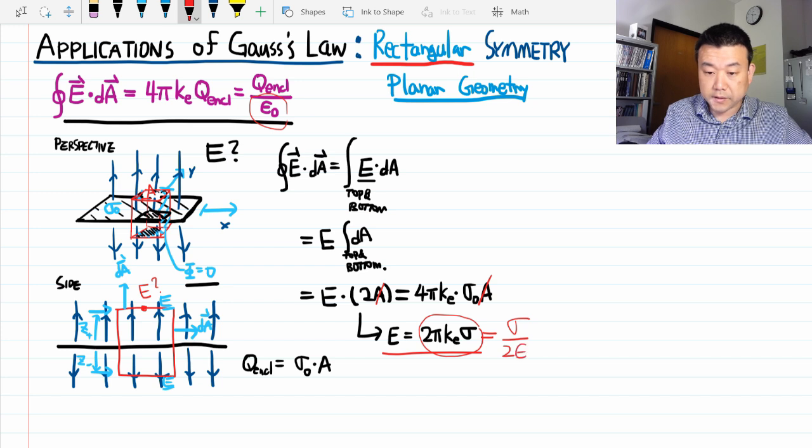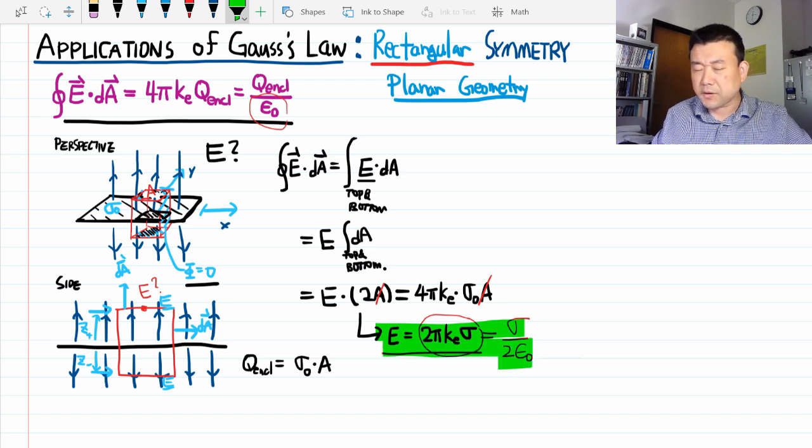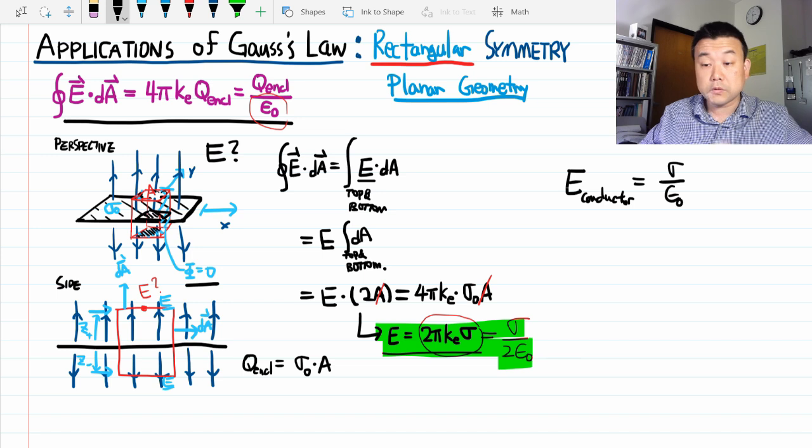2 epsilon naught. I just want to point out one thing here, because later on you are going to see a similar looking but slightly different result. Later on you are going to see that electric field outside the conductor is equal to sigma over epsilon naught, or 4 pi Coulomb's constant sigma. So you might wonder, what happened to the factor of 2? This is what I want you to remember.